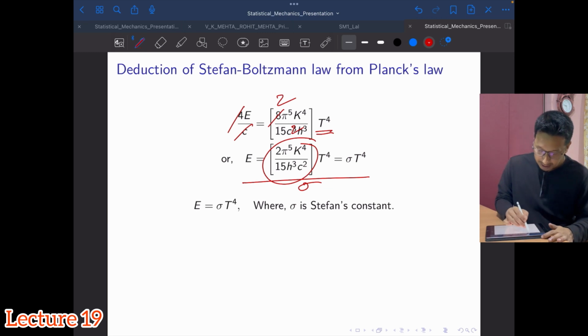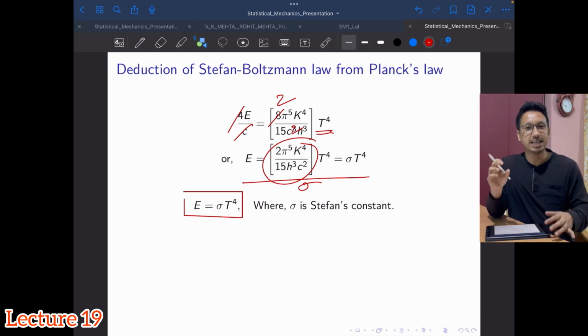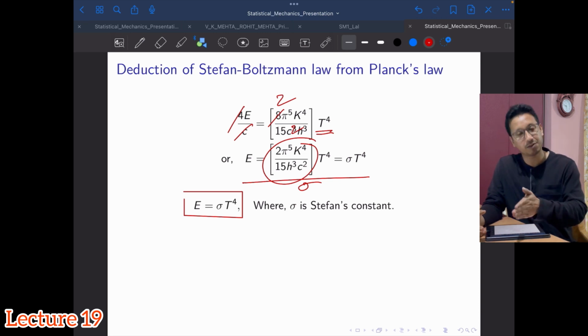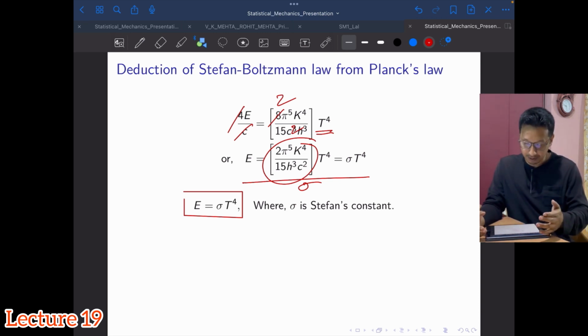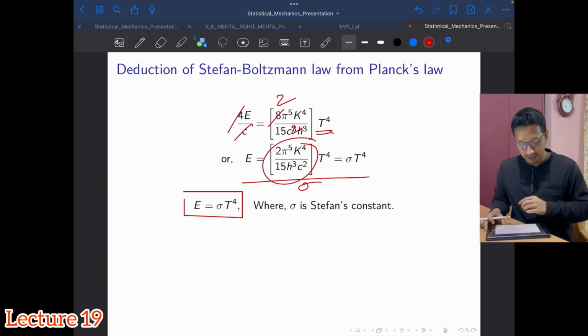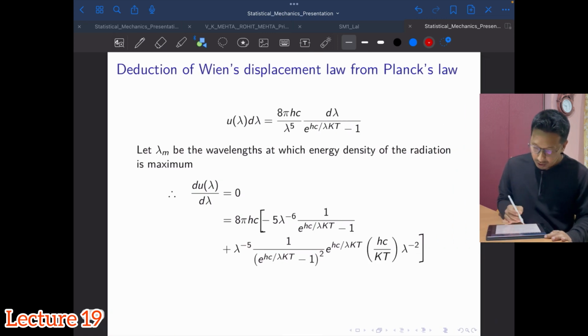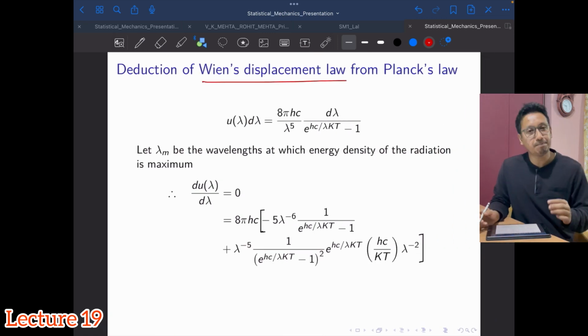And here I get back the expression we are familiar with for the Stefan-Boltzmann law, which says that the emissive power of a black body per unit area per second is proportional to the fourth power of the temperature, right? So here we have deduced the Stefan-Boltzmann law from Planck's radiation law. We have one more law to derive: Wien's displacement law from Planck's law.